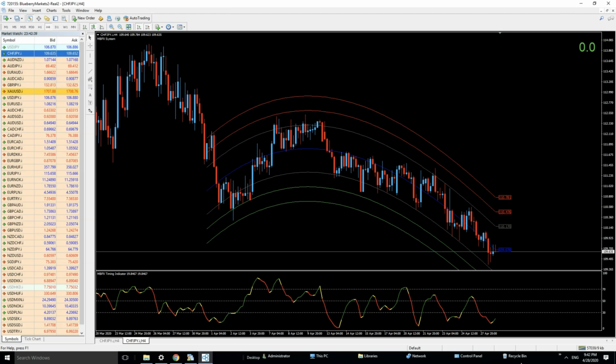So first up, we're going to look at a couple of pairs. First up, we're going to have CHF-JPY. As you can see, it's in an overall downtrend. So you're probably only looking for sells with this pair.